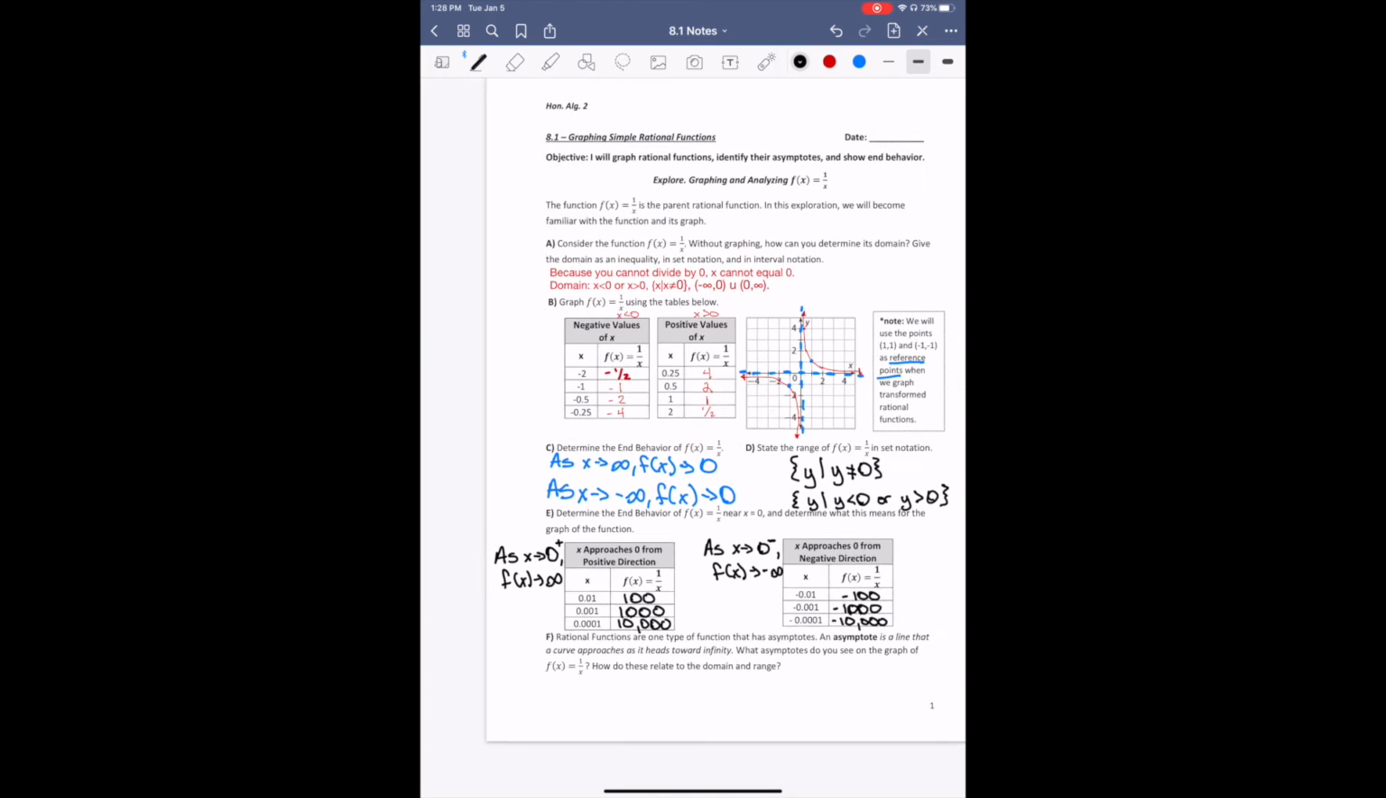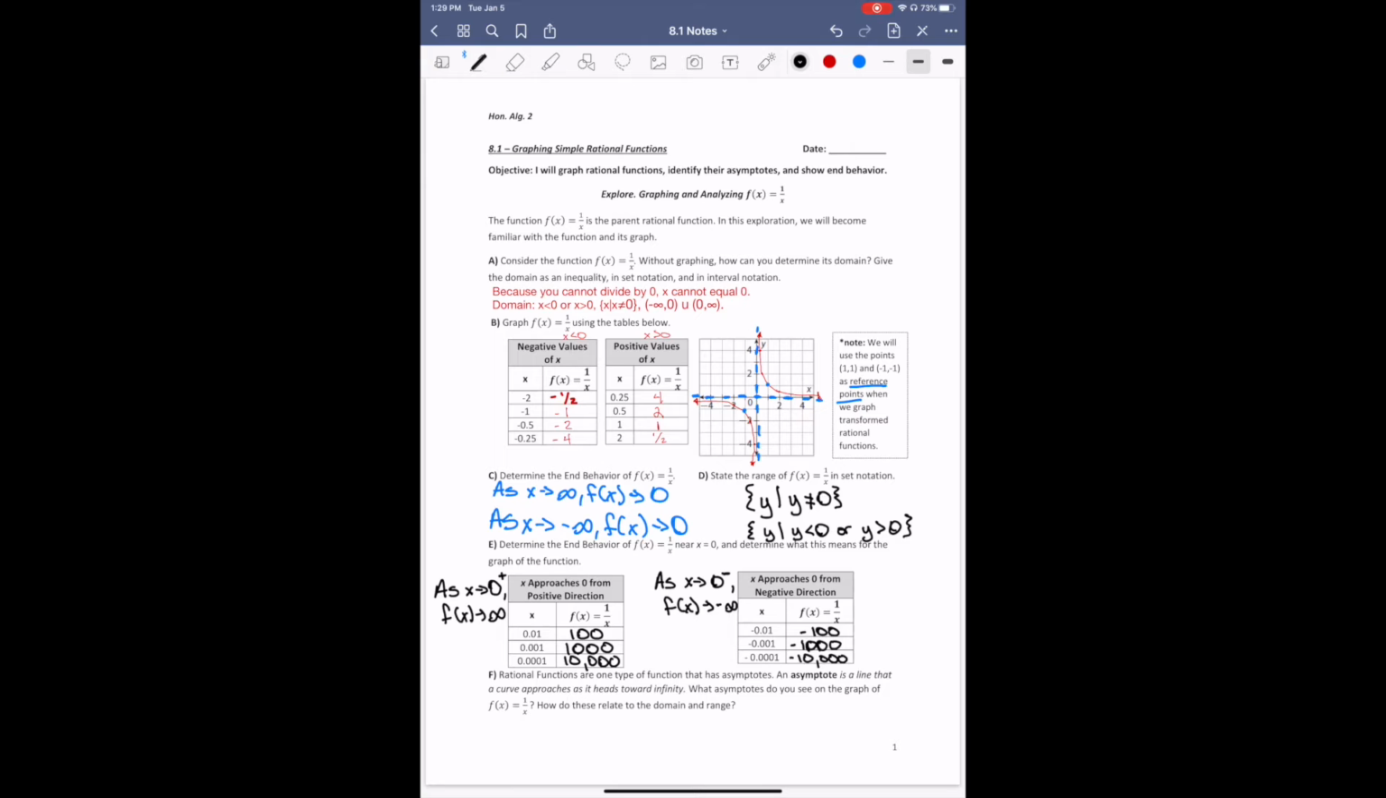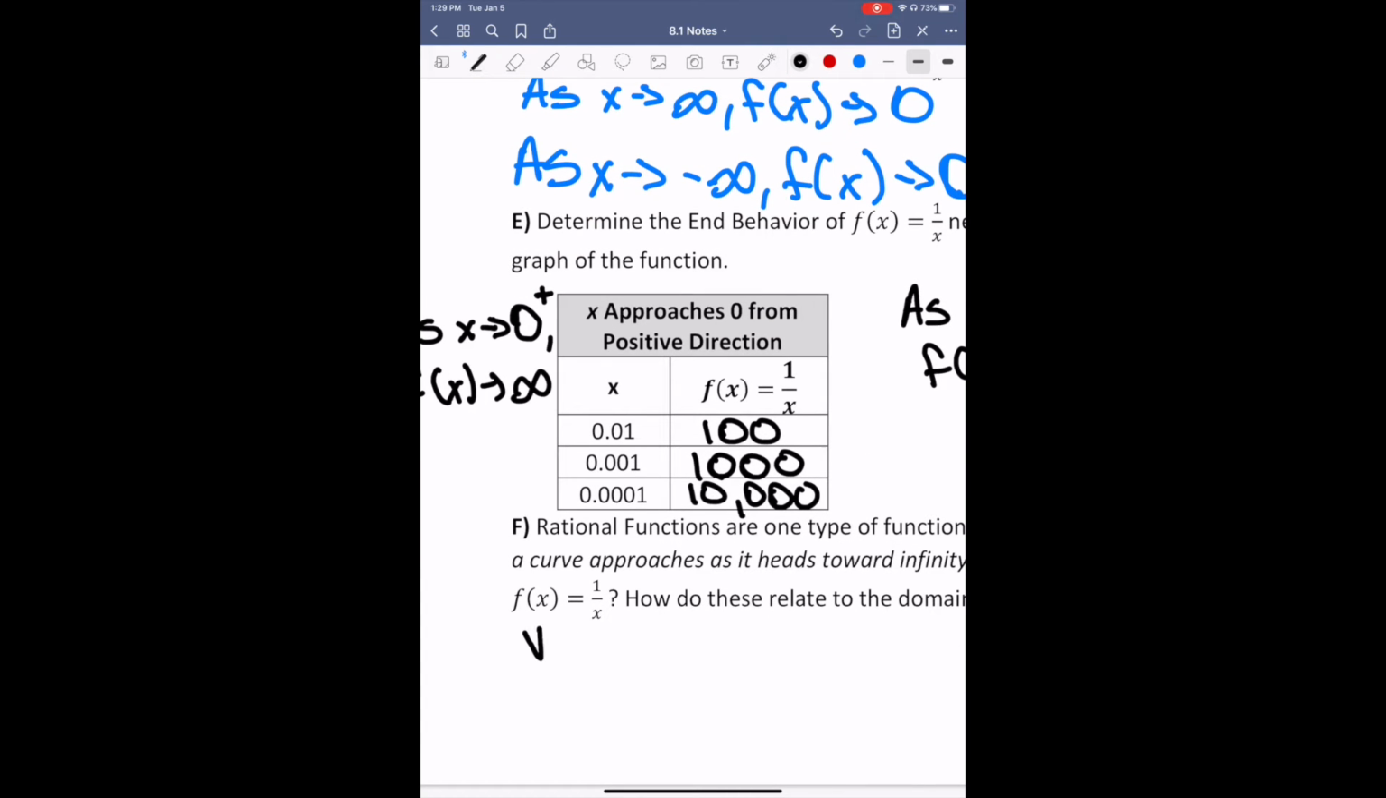Okay. Rational functions are one type of function that has asymptotes. An asymptote is a line that a curve approaches as it heads towards infinity. Again, we have already worked with asymptotes, so we know what an asymptote is. And as we discussed earlier, the asymptotes we see on the graph of f of x equals 1 over x are located at the axes. Okay, so that means we have a vertical asymptote at x equals 0, and we have a horizontal asymptote at y equals 0.